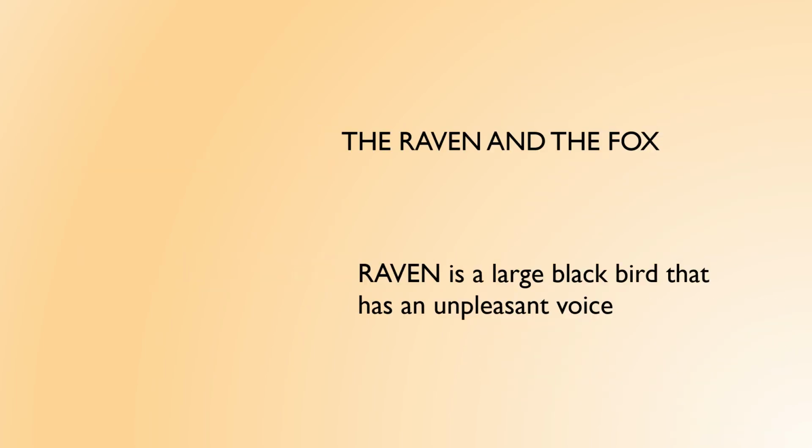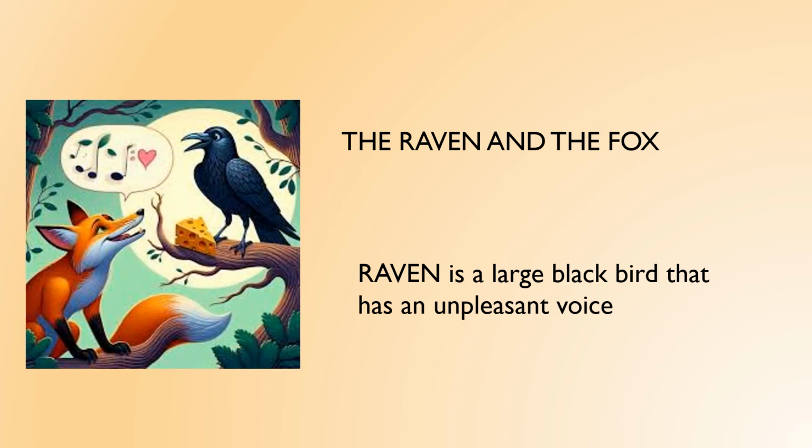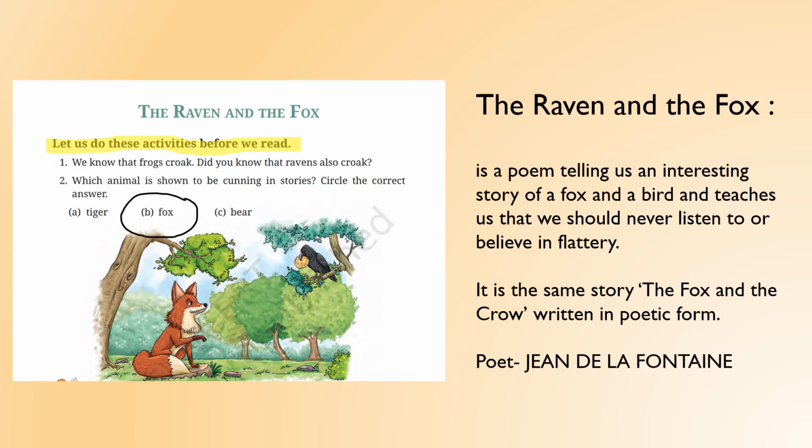So first of all, let's learn what is a raven. Raven is also a large black bird that has an unpleasant voice, like a crow. So you can see the picture here. It is the story of a raven and a fox. Actually, this poem is telling us an interesting story of a fox and a bird and teaches us that we should never listen to or believe in flattery.